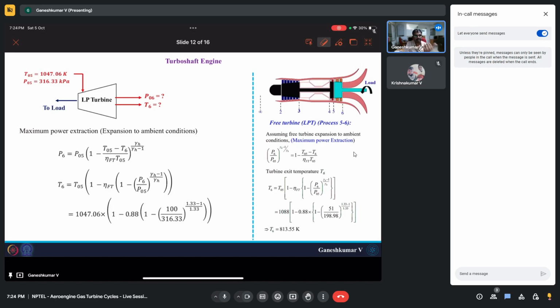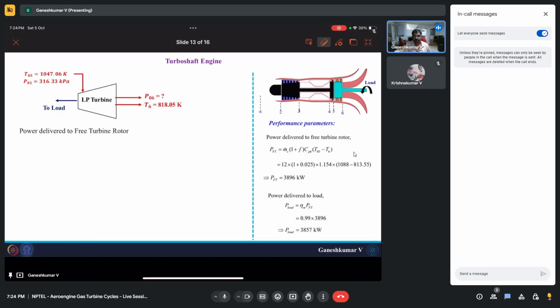Now if you substitute these numbers, the free turbine efficiency is 88 percent, P6 is ambient condition which is 100 kilopascal, and P05 is 316.33 kilopascal. You would have noticed that there is a gamma change from 1.4 to 1.33 because of combustion, and this will lead to a temperature of 818.05 Kelvin.